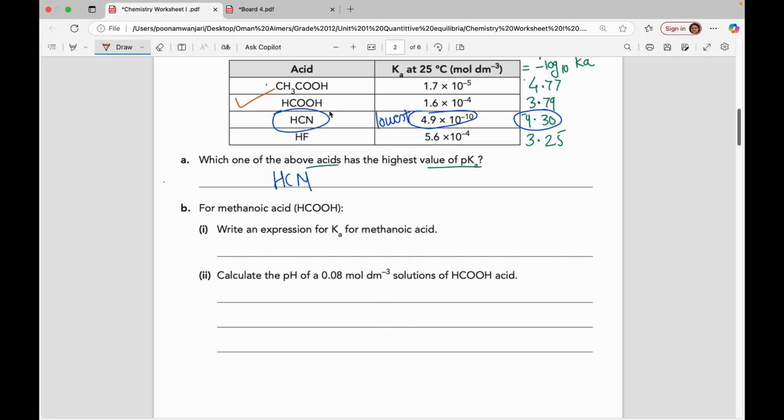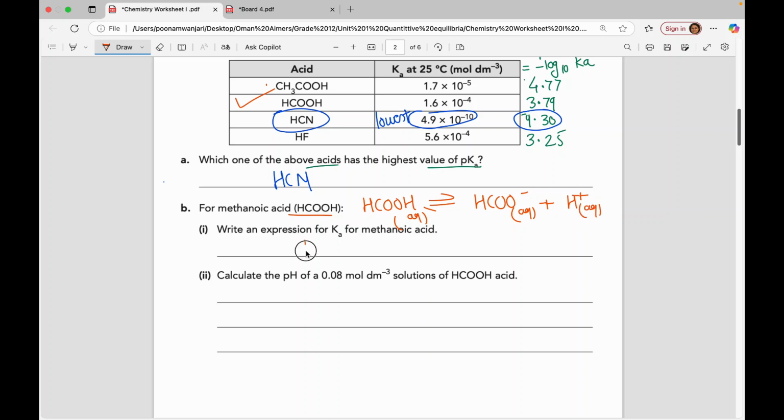Write the expression for Ka for methanoic acid. Methanoic acid is used many times in our problems. When you have to write a dissociation expression, students, you should know how to write the dissociation of an acid. It is HCOOH in aqueous form. It will dissociate into methanoate ion, aqueous, plus H plus ion. It is an acid, so it will lose H plus. This is also in aqueous form.